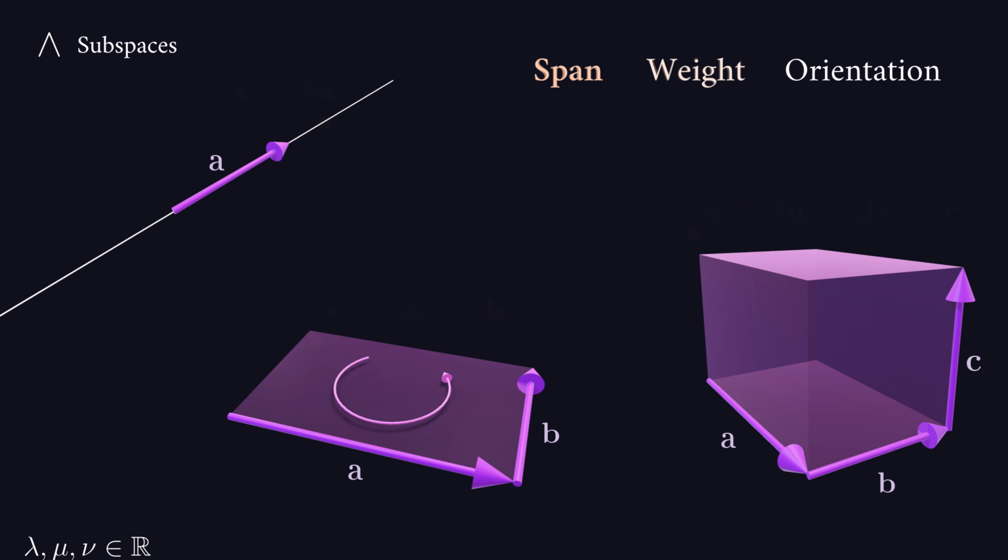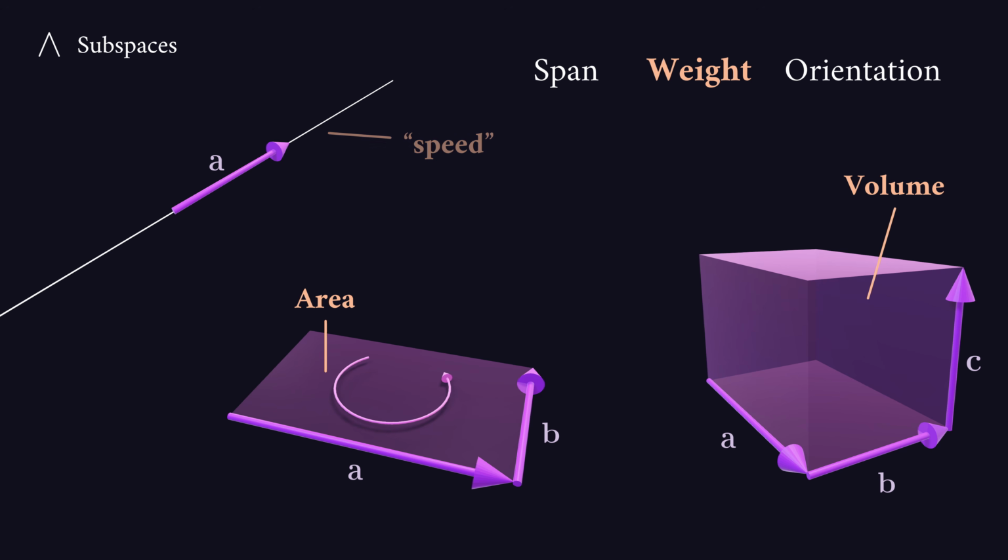They also have a weight. So in this case, for the plane element, this would be its area. For the volume, well, it's volume. And for the line, it could be the speed. Like if you move the point along the line, how quickly do you move it?